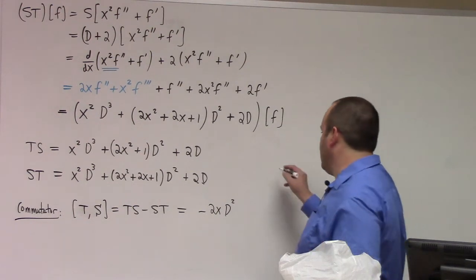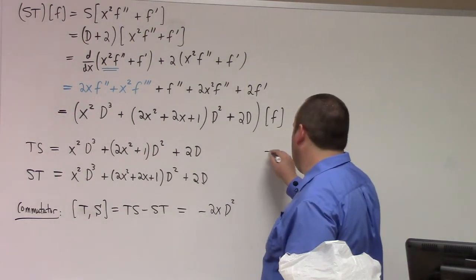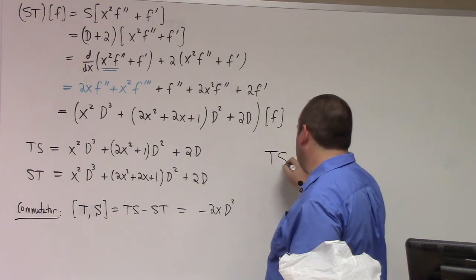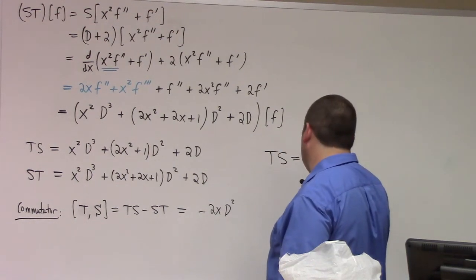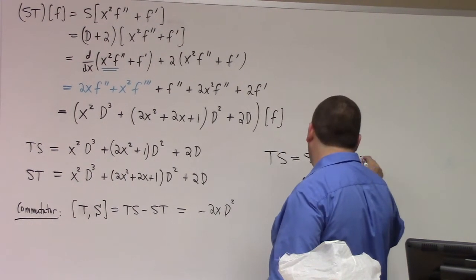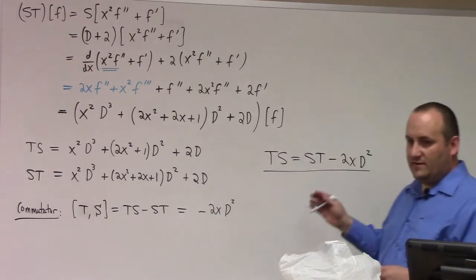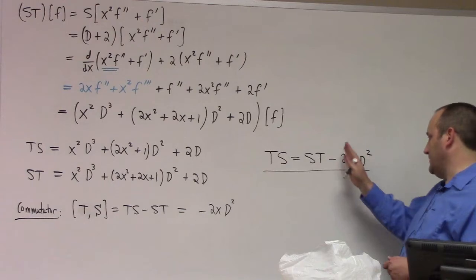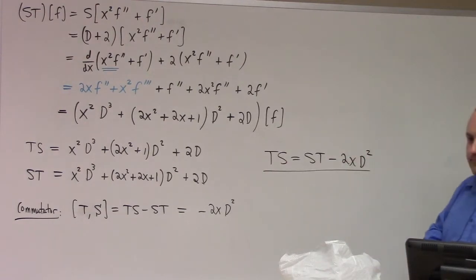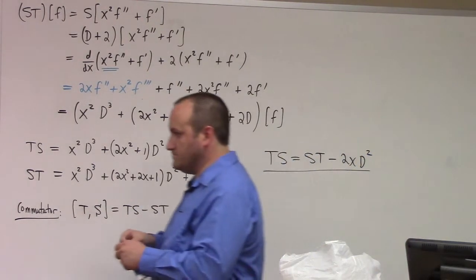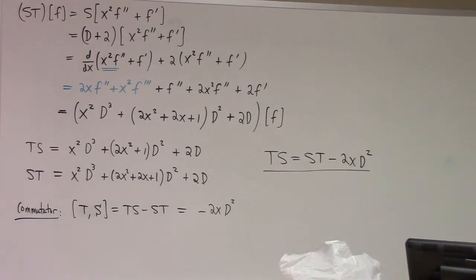So in fact, I have this identity. If I want, I could say TS is equal to ST minus 2x d squared. So if I want to commute them, I can't quite commute them, but it's close. I just have to adjust for this piece. All right. What's the point of a commutator? Well, it measures how far from commuting two things are. If it's 0, they commute.